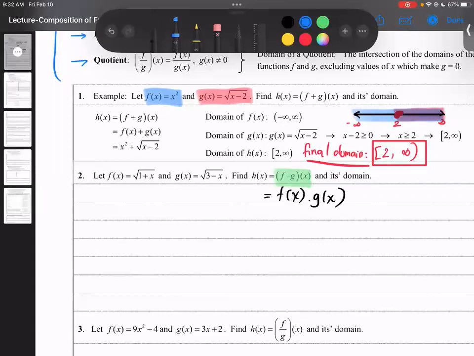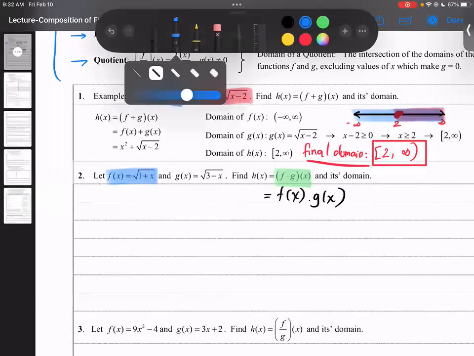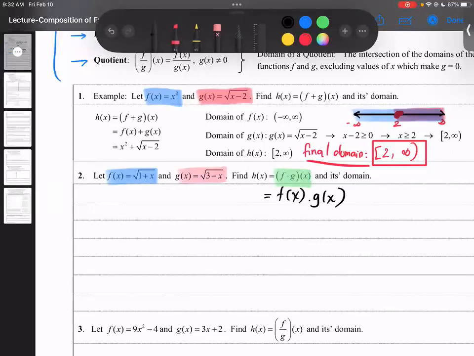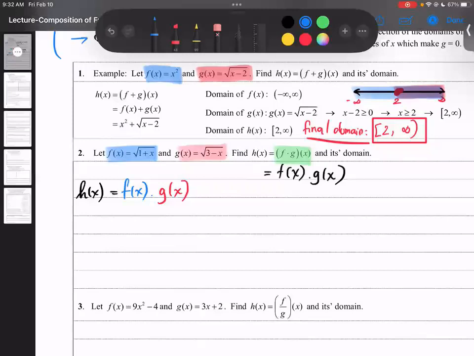You highlight the f in blue and the g in red. So h of x is equal to f of x times g of x. Just rewriting that, f of x is the square root of 1 plus x, and g of x is the square root of 3 minus x. And don't stop.